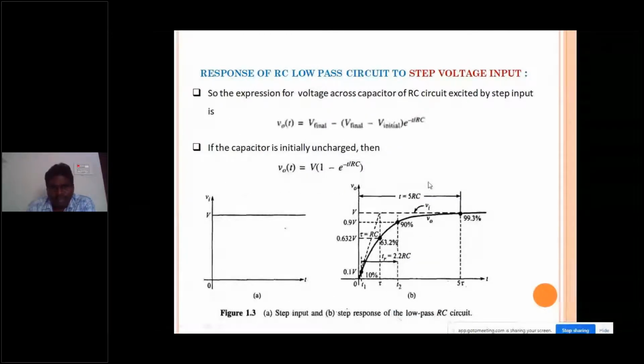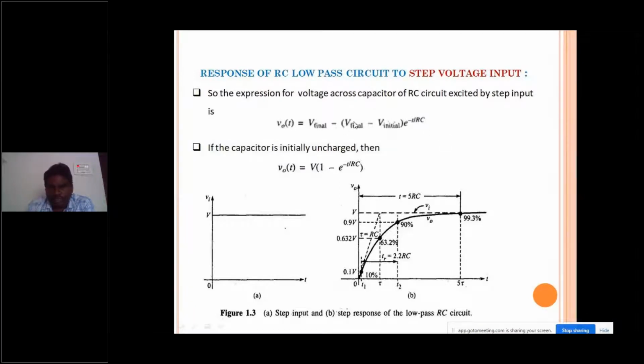You can see here the final formula that I can write for a low pass circuit, that is the voltage across the capacitor is equal to V final, the final voltage, which means the maximum final value to which the capacitor can charge. So V final minus V initial into e to the power of minus t by RC.